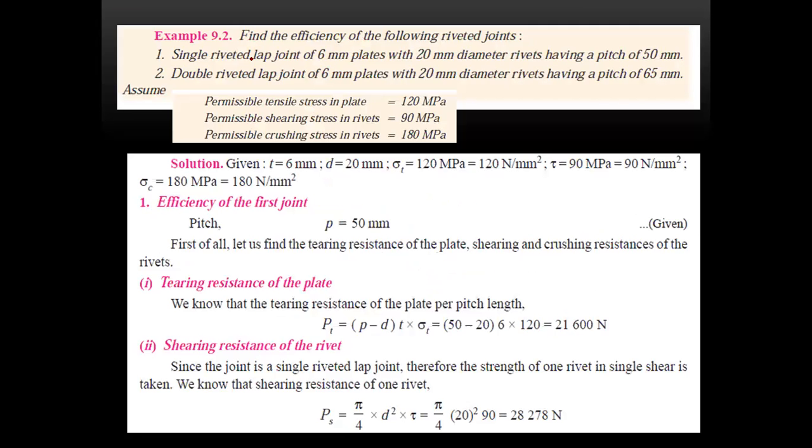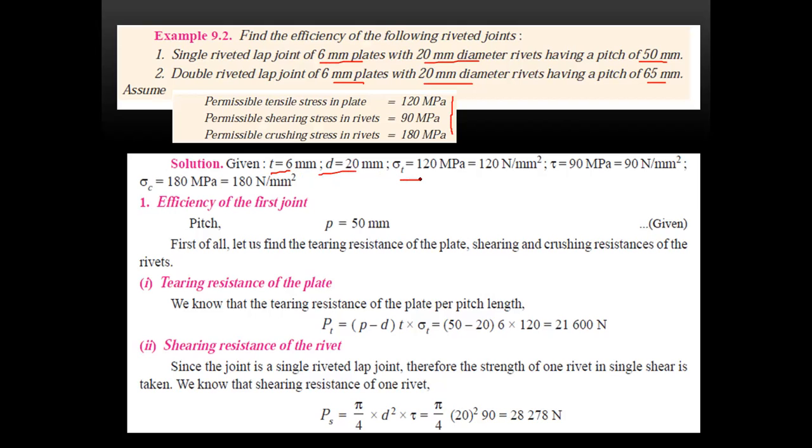Next one is finding the efficiency of the following riveted joints. Single riveted lap joint with 6 mm plates, 20 mm diameter rivets, pitch 50 mm. Double riveted lap joint, 6 mm plates, 20 mm diameter, pitch 65 mm. The stresses are tensile, shearing and crushing. Write the given data: t is equal to 6 mm for both, d is equal to 20 mm for both, sigma t is equal to 120, tau 90 and sigma c 180.